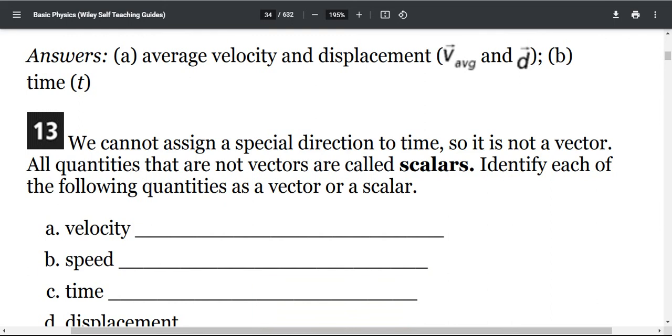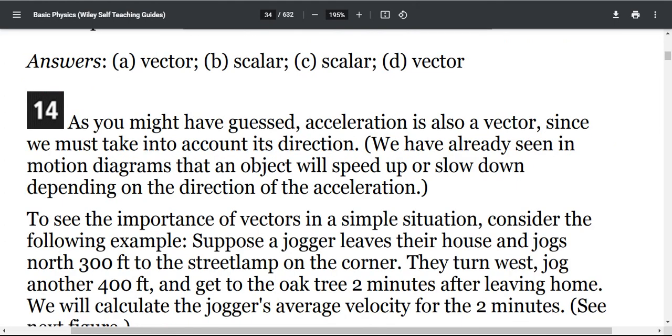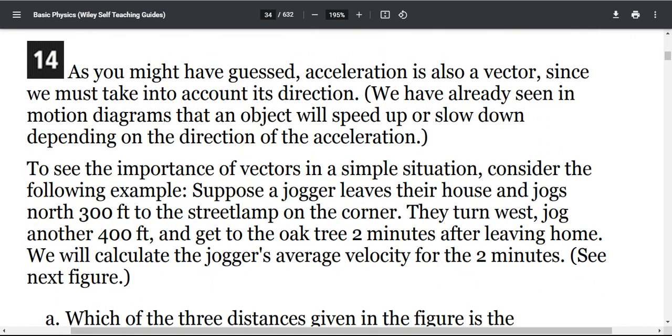As you might have guessed, acceleration is also a vector. Acceleration is also a vector because we can assign a direction to acceleration, because acceleration is nothing but the change in speed. Since we must take into account its direction, we have already seen in the motion diagram that an object will speed up or slow down depending on the direction of the acceleration. So this is our diagram.